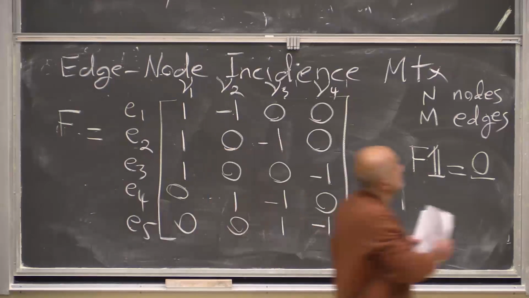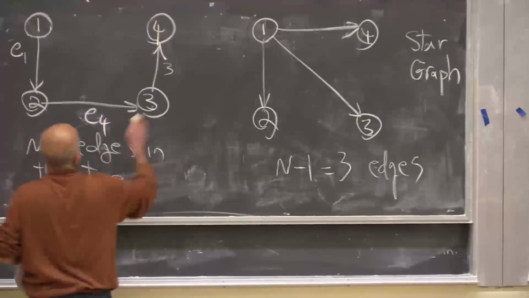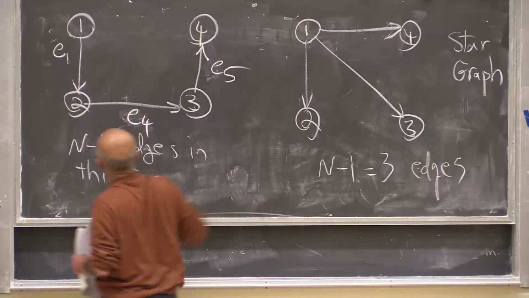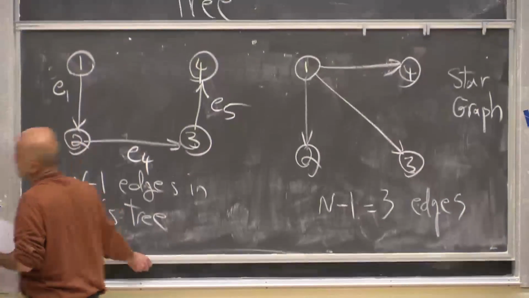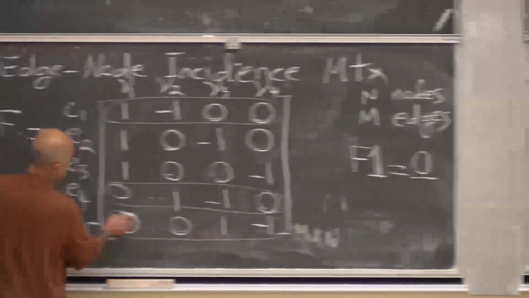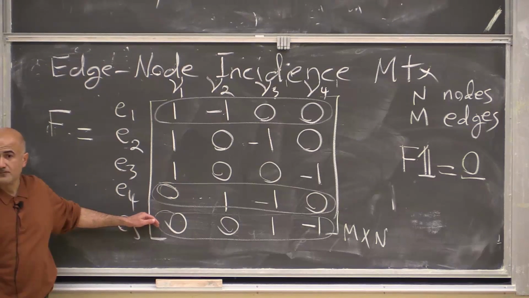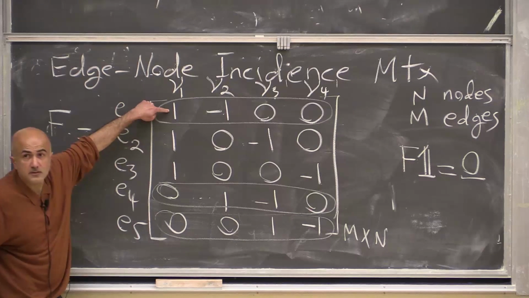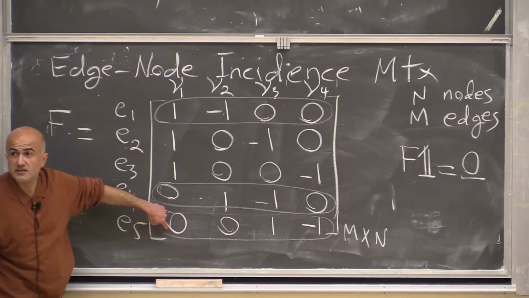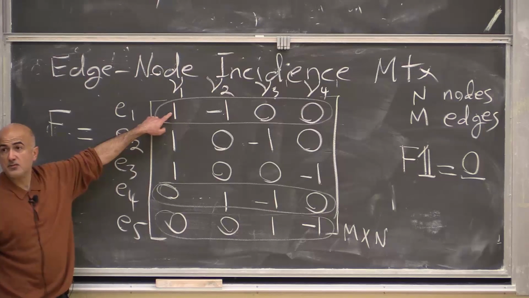Now, so what are the edges in this linear chain? I have E1. Let's label them properly. This is E4, and this was E5. So if you look at the first row, and you look at the 4th row, and you look at the 5th row, there is no way you can linearly combine these in a non-trivial way to get 0. For one thing, look at this 1 here. Neither of these 2 has a non-zero entry there. So there's no way I can combine these 2 to cancel the 1 here.